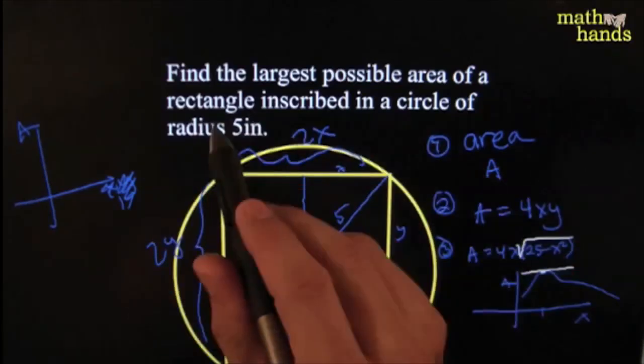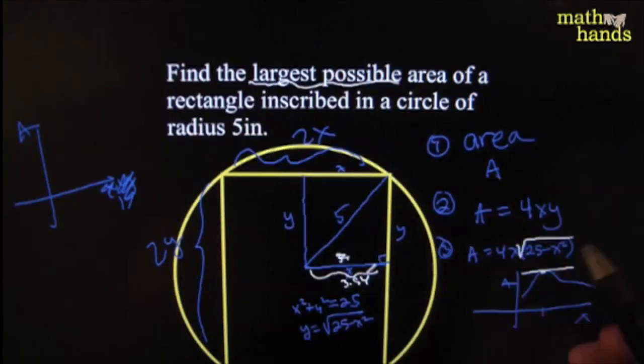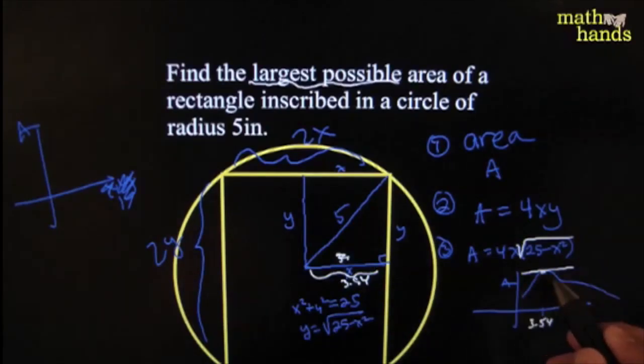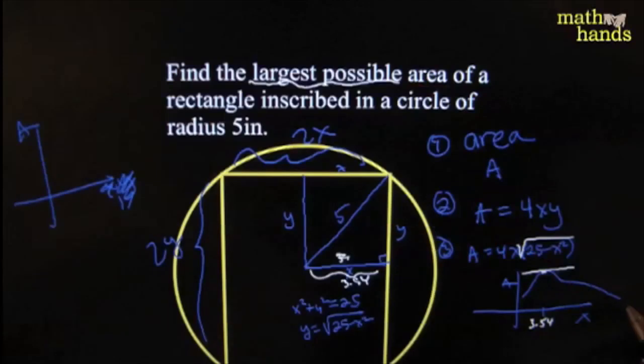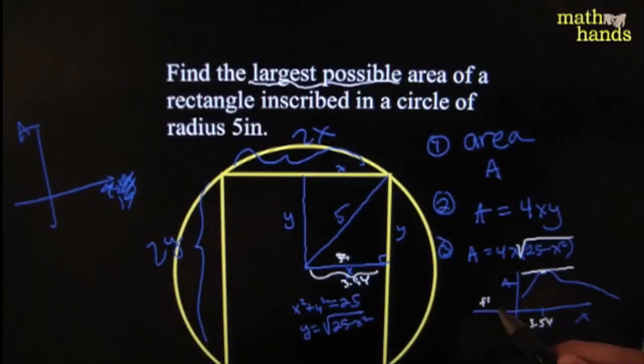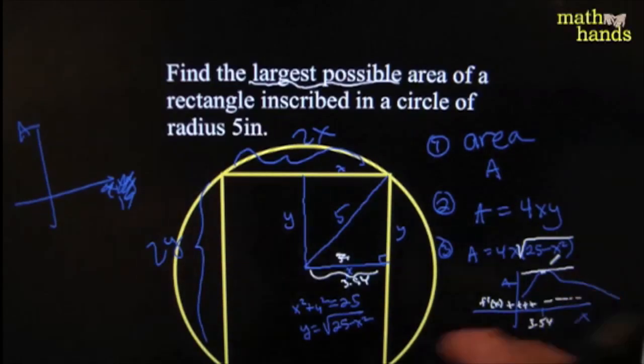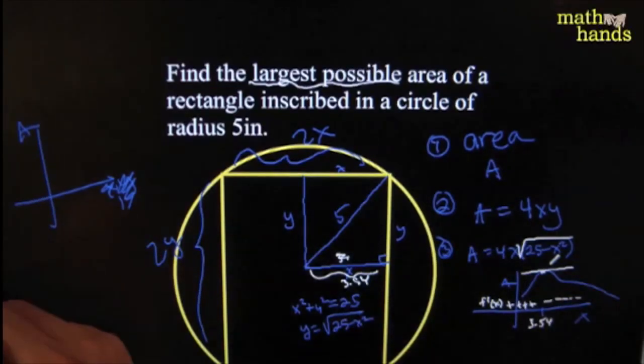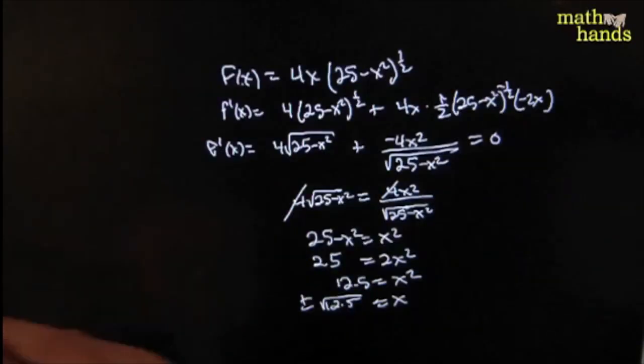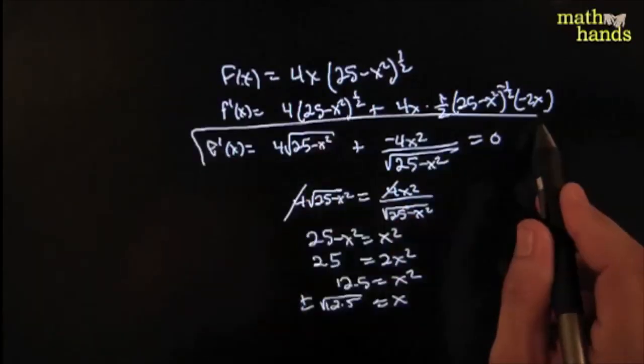Now I want that to be largest, I want that to be a max. So if I was imagining 3.54 being the maximum area, I would want this to be concave down. Either that, or I'll check the first derivative: it should be plus plus plus on the left, and minus minus minus on the right. That way I knew it was going up and then it was going down. That's the fifth step, testing it. Let's test it here.